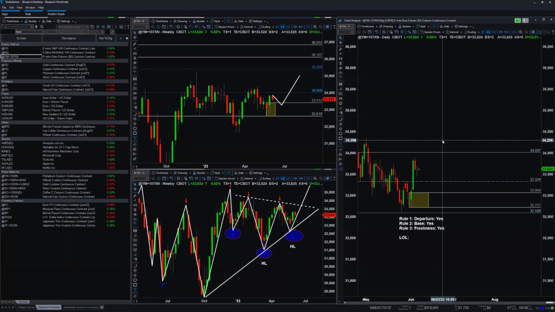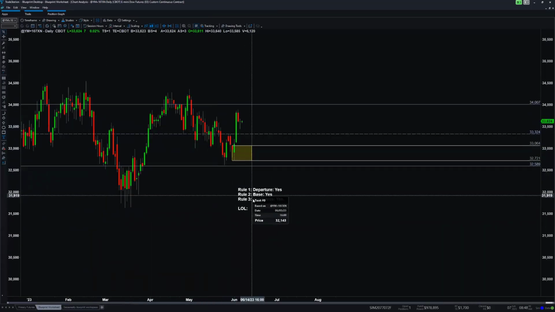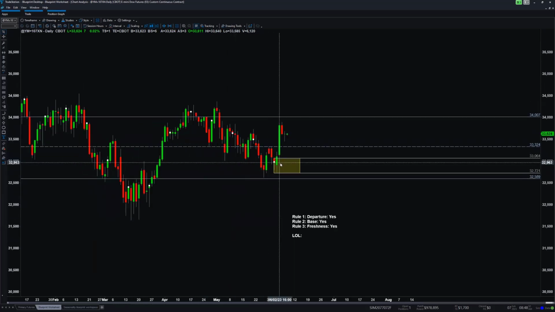So let's go back into our example of the Dow Jones. Let's make this a little bit bigger so that we can all see. So this is our zone right there. It so far meets all of the criteria, all of the rules. And now I'm going to look to the left.